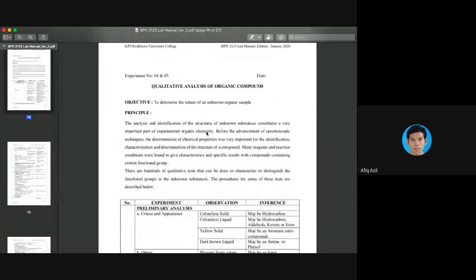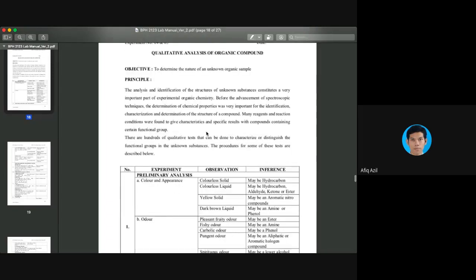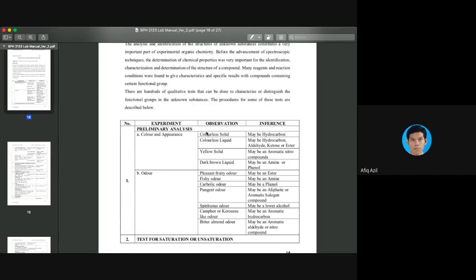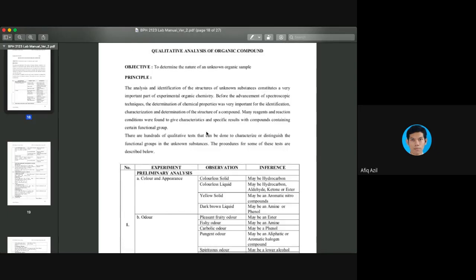Okay, experiment number 4 and 5, which is qualitative analysis of organic compound. Luckily, last semester, you all managed to do the practical in the lab because your session was before the MCO started. So the experiment is quite similar, but the only difference is the type of functional group test that you will be doing.